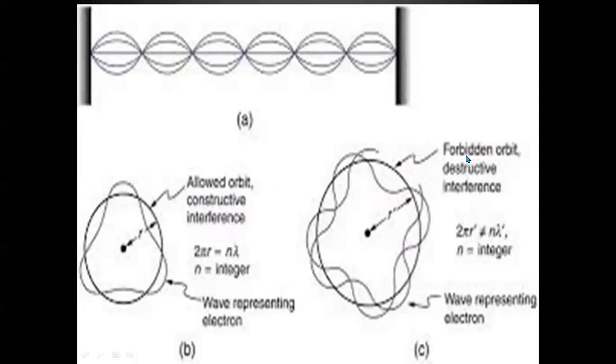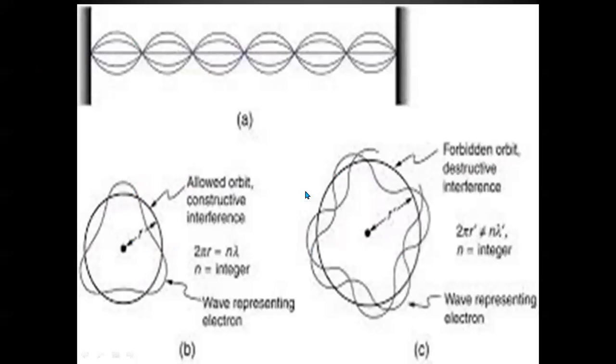Okay. This wave is representing the electron. Either you consider this one or this one. Case 1, case 2. Both are representing the standing wave of the electron. But one is said to be an allowed orbit. This is said to be forbidden. Why? Because when this type of waves superimpose, they should meet each other at one point.